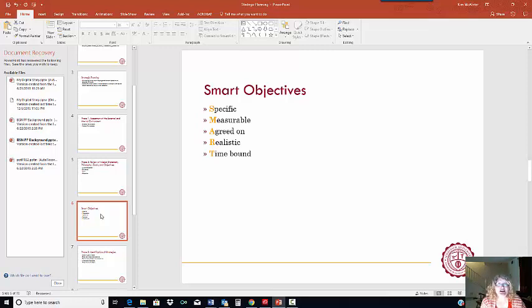Time-bound. A firm deadline should be set. A concrete date, not a vague estimate like in the future, down the road. When we have more staff, that's always my favorite. Okay, that's not a set date. A concrete date would be August 31st, 2019. Next, develop a strategy for carrying out the objective.